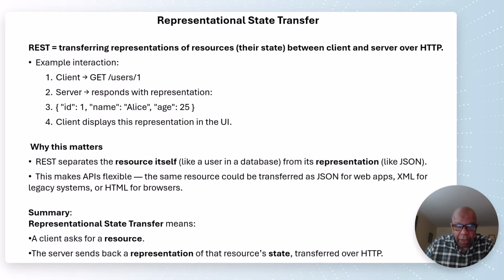Example, client, we want to get user one. Okay, this is the route. The server responds with representation. Back here, not shown here, there is some actual reading of the database to get the information. Once it's read from the database, the ID one named Alice, age 25, which was obtained from the database, is passed back. Client displays representation on the UI.